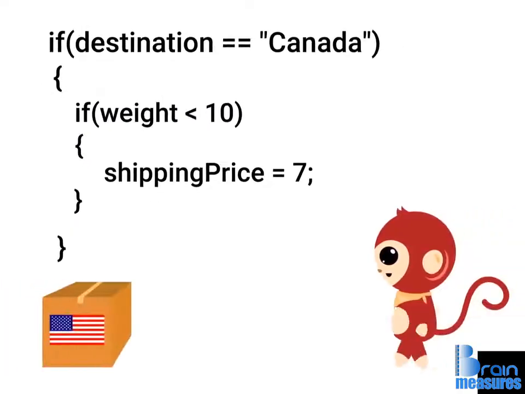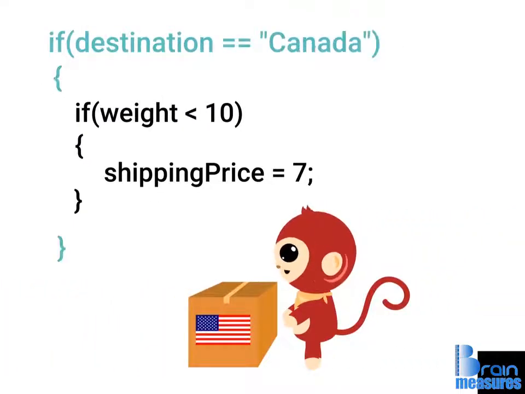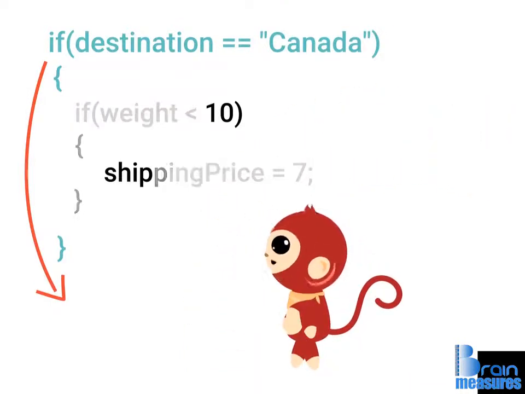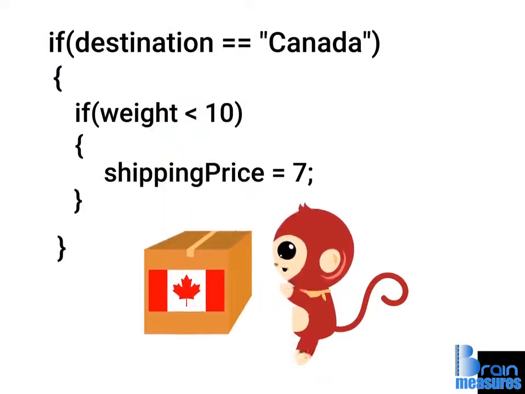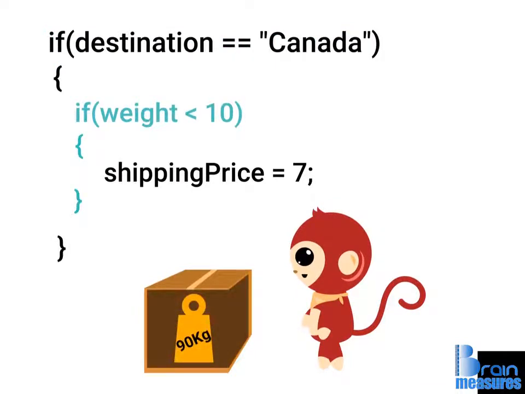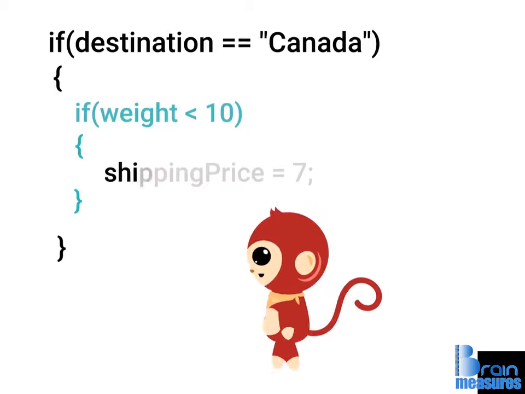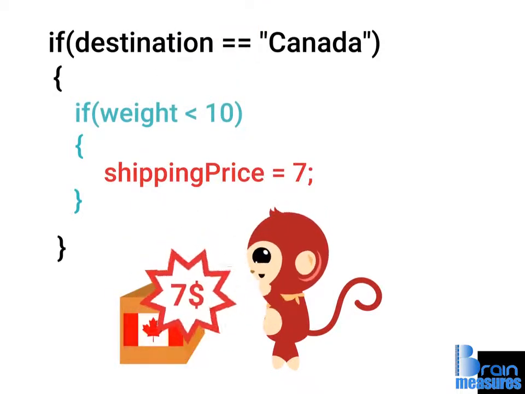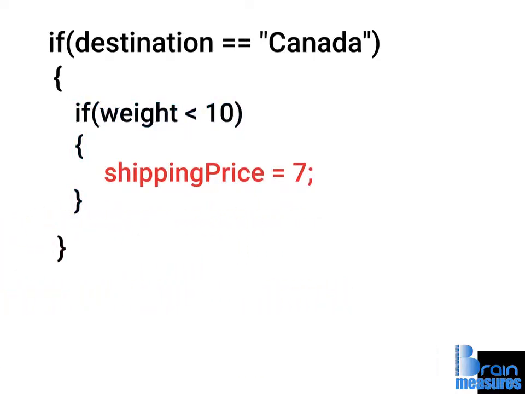When we run this code, the program checks the condition of the first if statement. If this condition is false, it jumps over its code block and completely ignores the second if statement. On the other hand, if the condition of the first if statement is true, it then checks the condition of the second if statement. If this one is false, it ignores the instruction to set the shipping price to $7. If it's true, it sets the shipping price to $7. Essentially, a package only qualifies for the shipping price of $7 if its destination is Canada and its weight is under 10 kilograms.